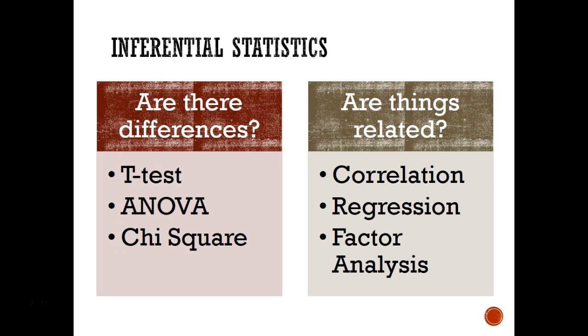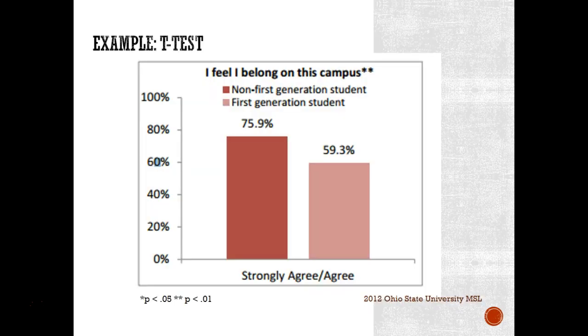I know I've said that once before, but I wanted to emphasize it again as we get into the more complex end of statistics. So first here you see an example of the output of a t-test. The question was, I feel that I belong on this campus. And what we found at Ohio State was that the first generation students responded lower on this item than the ones who are not first generation students in the bar on the left. And the asterisks here mean that there is a significant difference. Then we look at the interpretation at the bottom. The p-value is less than 0.01.